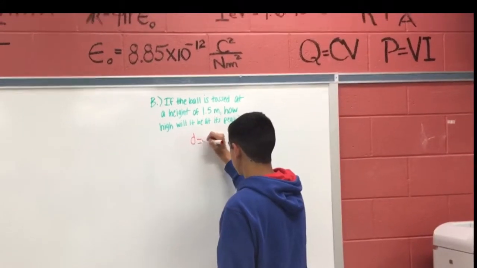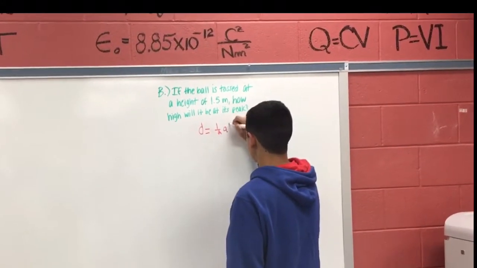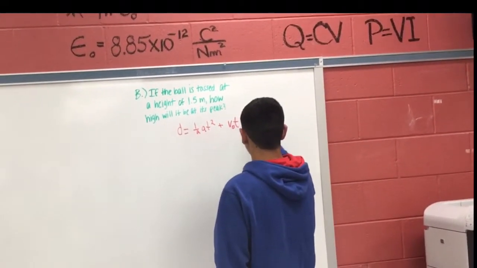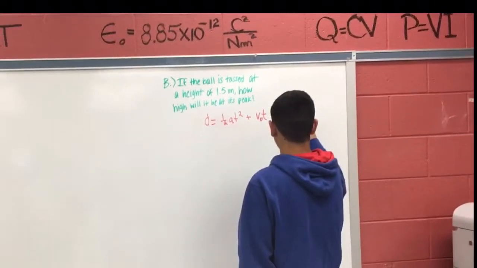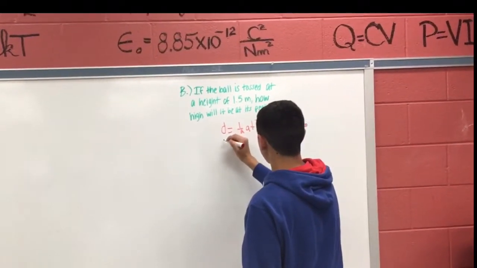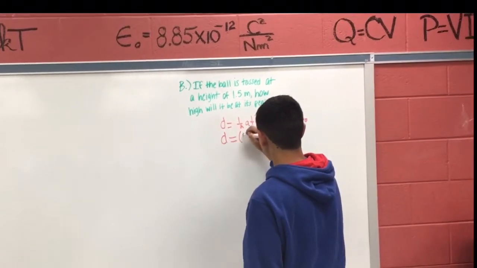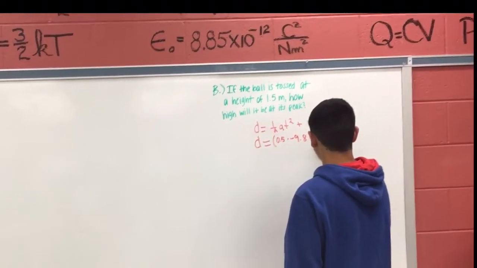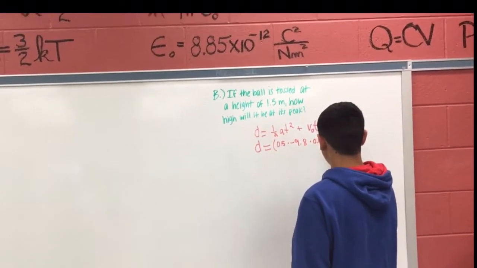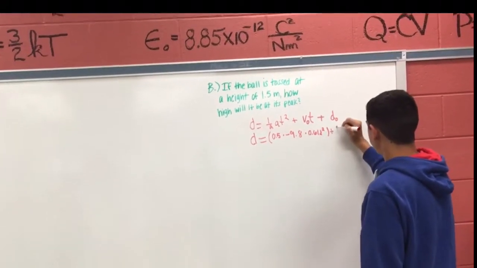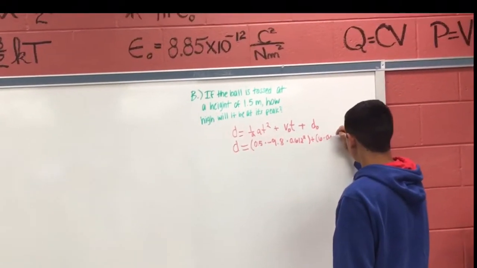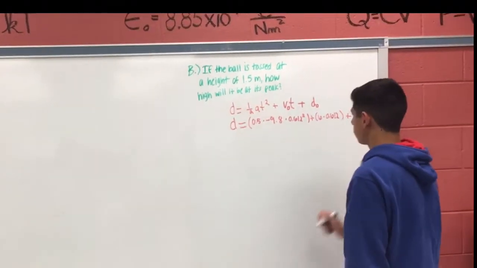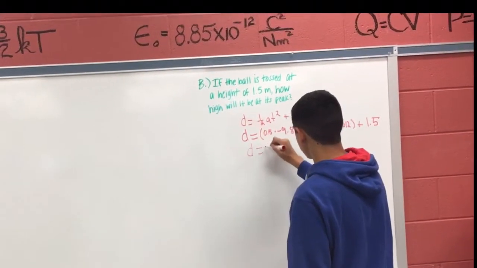D equals 1/2 AT squared plus V initial T plus D initial, and it's D equals 1/2 times 9.8 times 0.12 squared plus 6 times 0.612 plus 1.5, and then D equals 3.34.